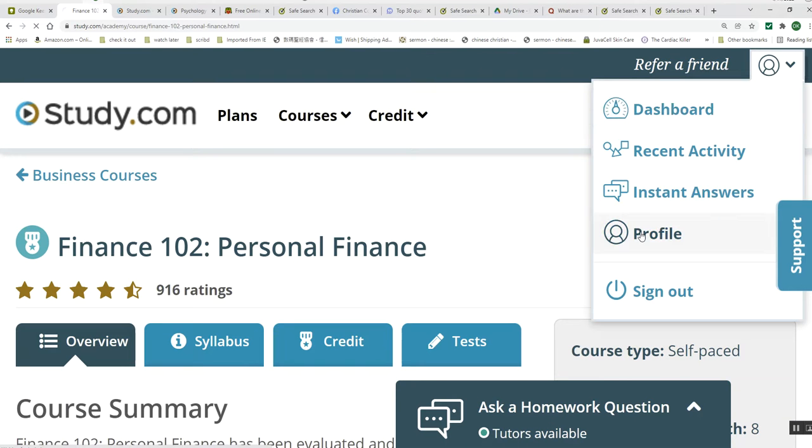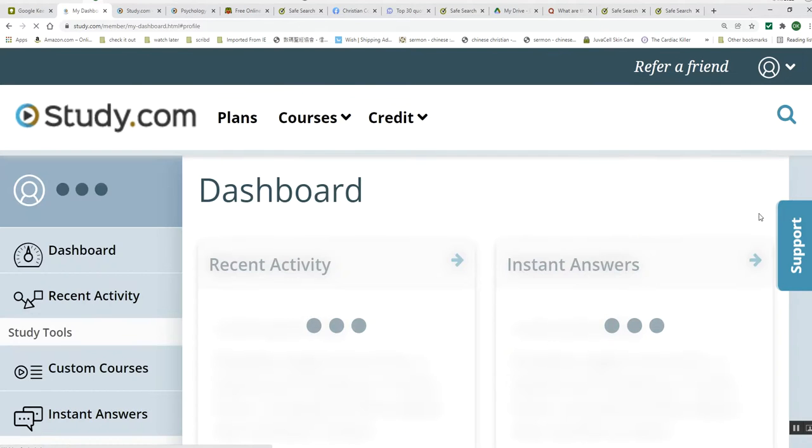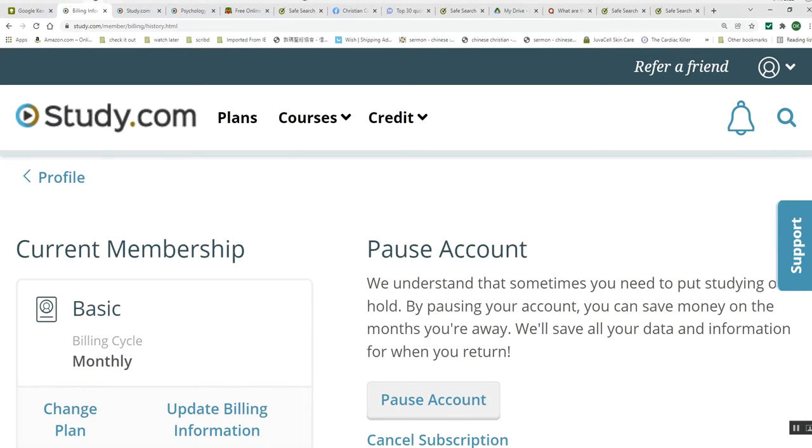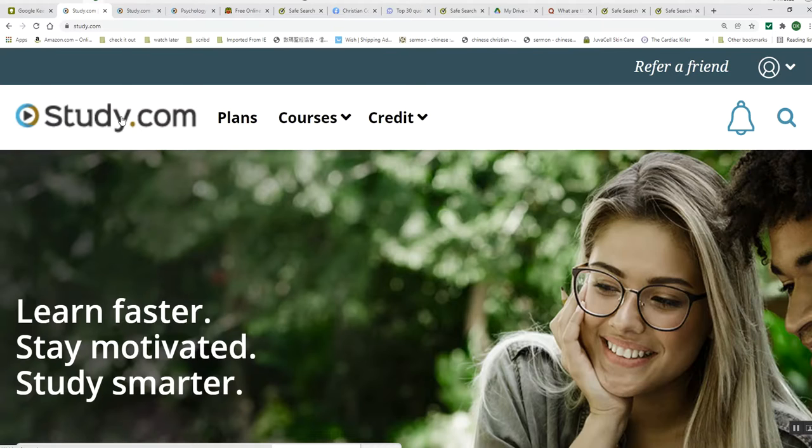Here you could go to your profile, and then down here to membership and billing. I think I double click that. This is where you pause the account or cancel the subscription. This is where you update your billing information or change plan. So that's the end of this. Part 2 is about Study.com, and I'm just going to go over that briefly.